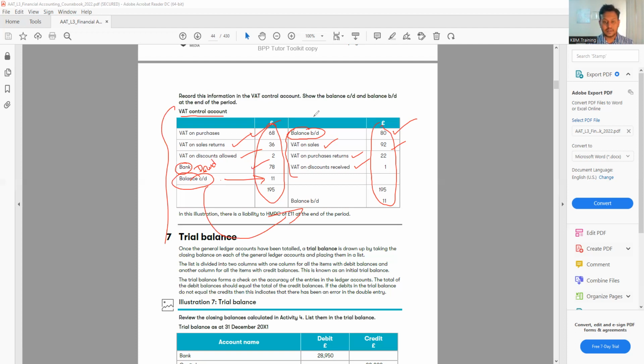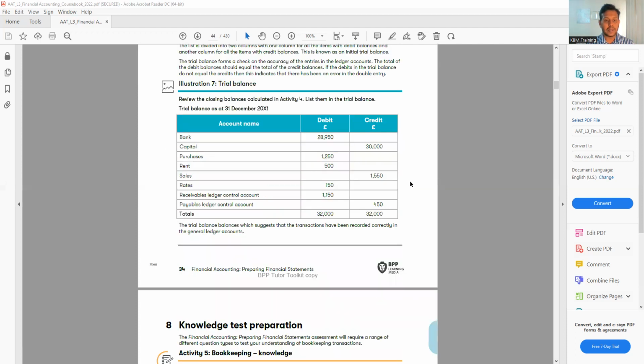The next one we have here is the trial balance. So let's have a look at what we have on the trial balance. The trial balance is all about finding out whether it is debit or credit. Nothing else. So let's try to find out what is debit and what is credit. So we have some trial balance here. All you have to know is whether it comes to the debit or credit, and at the end of the period, it has to match.